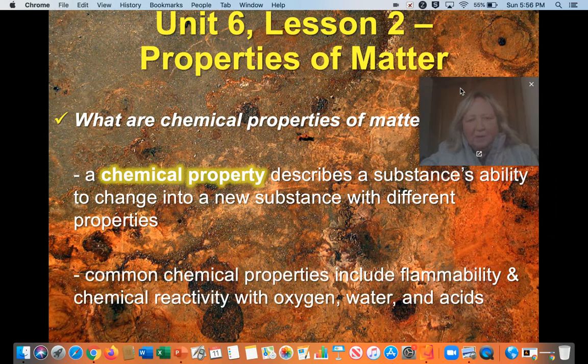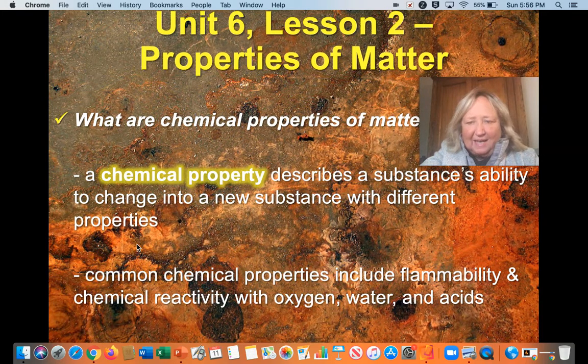So, some of the most common chemical properties are flammability. That means it can burn, okay? Or it can chemically react with oxygen, water, or acids. That's it of the chemical properties. I know the physical ones, there's like 10 or 12. Chemical properties, it's very basic. If it's able to burn or it does burn, that is one, or if it reacts with oxygen, water, or acids.